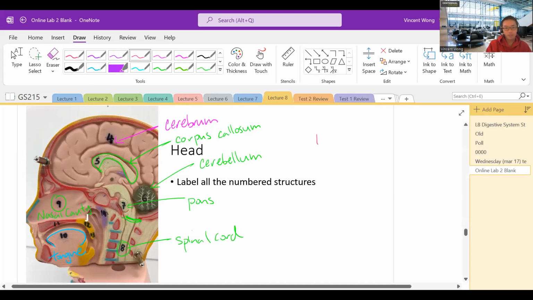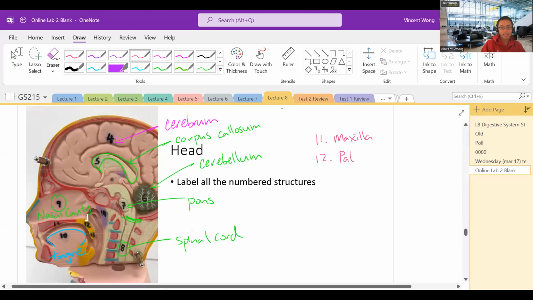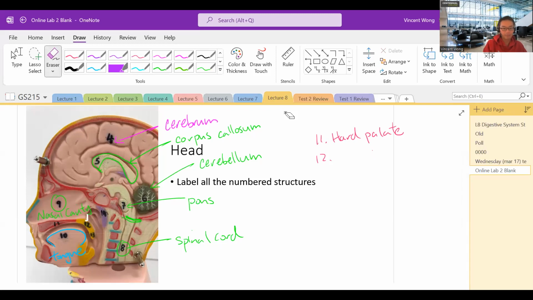11 and 12, I don't have room there. I'm gonna write here. Earlier today we did fill in the blanks, right? The hard palate is made up of 2 bones. So 11 is the maxilla, whereas 12 is the palatine. And the extension. Oh, sorry, my bad. 11 is the hard palate, which is made up of the 2 bones, the maxilla at the front and the palatine at the back. Okay.